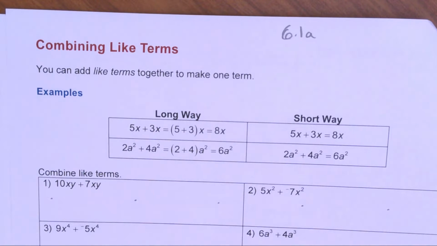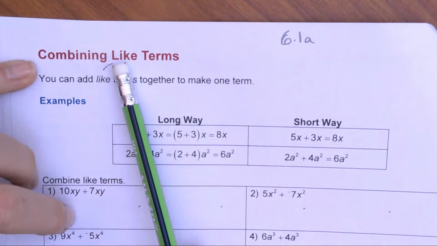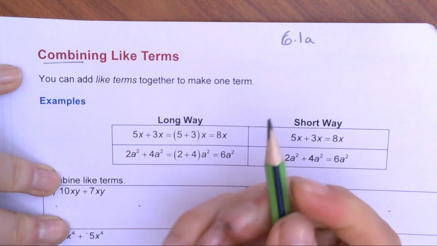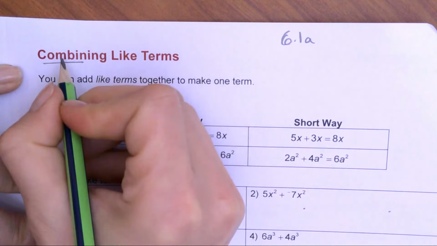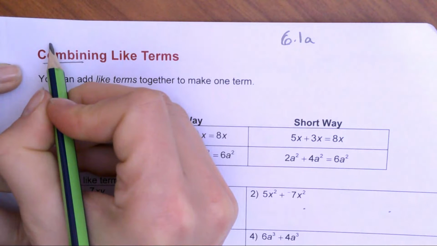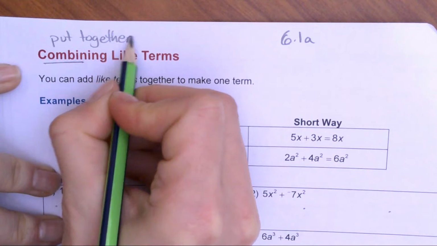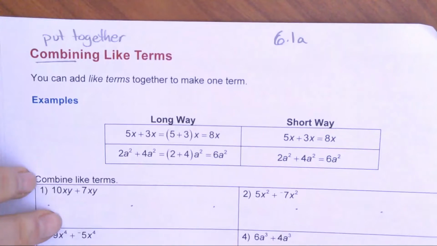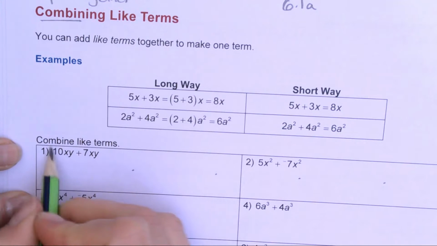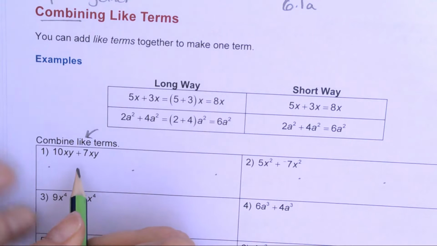Okay, so we're still in book 6.1a and combining like terms. So you need to know the word combine because we use it a lot in math. What does it mean? It just means to put things together. Okay, so see how it says combine like terms? It means put the terms together that are like. That means the ones that are the same.